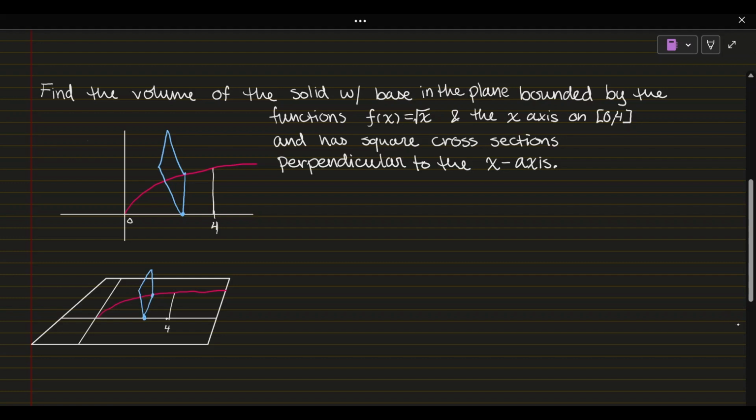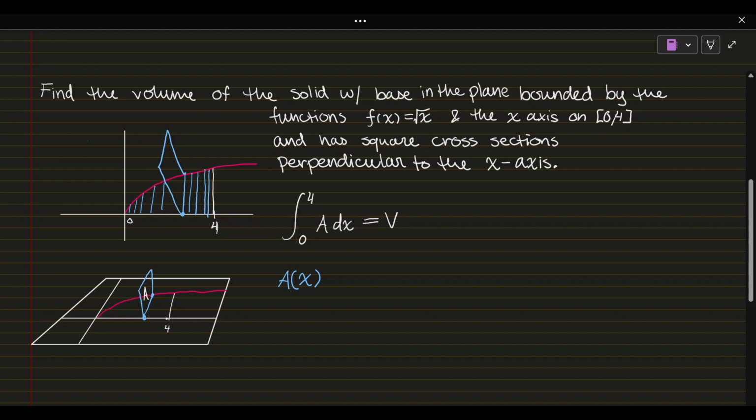So I want to integrate over this region. So I'm going to take the integral from 0 to 4 of all of the little areas dx, because we're integrating with respect to x as we have perpendicular to the x-axis. So I just need to figure out what is the area of each of my individual squares, and I can integrate that to get volume. So let's figure out what these areas are going to be. It's going to depend on x, because as I change in x, the bases will get larger or smaller depending on where I am in the x direction.